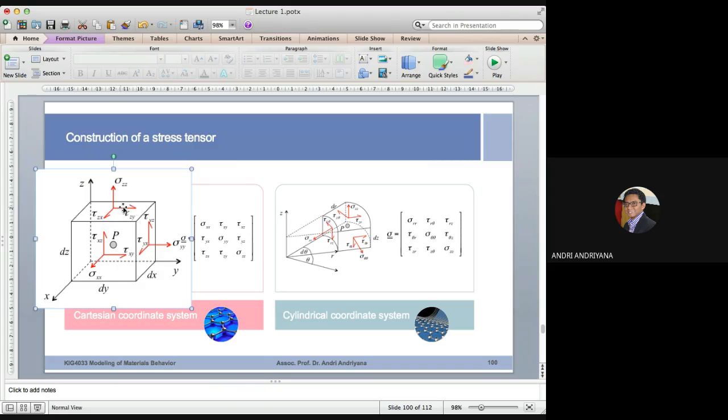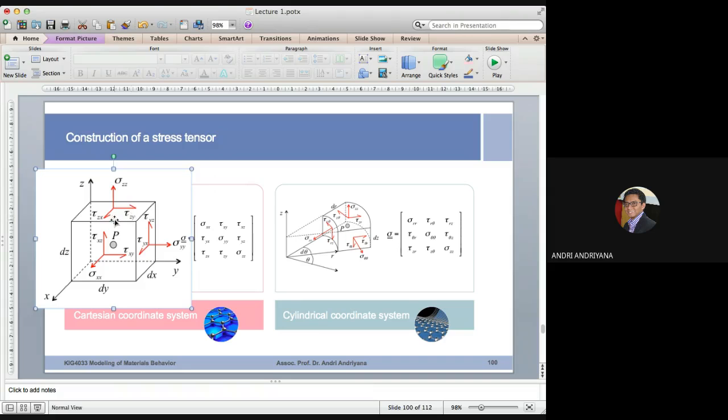Why is this zy, why is this zx? For this one, it is straightforward. It is normal stress along the z-axis, so it is sigma zz. So if sigma zz is 10, you put 10 here in the place of sigma zz. But here, where should I put it if it is shear stress? Because we don't know, we use the principle that I explained before.